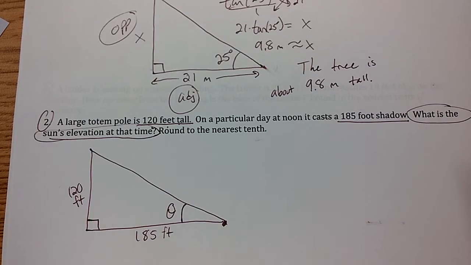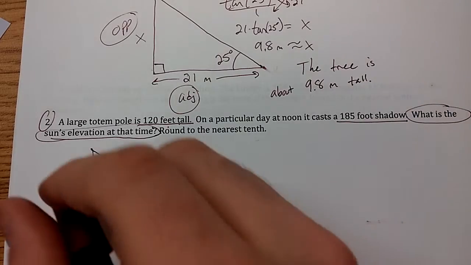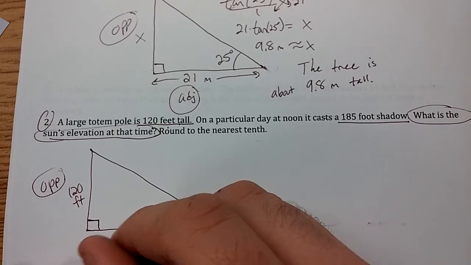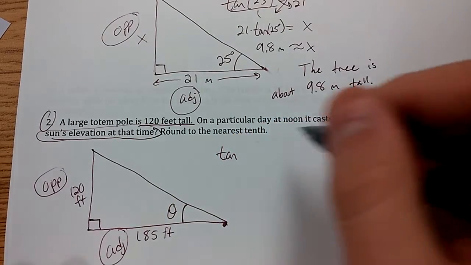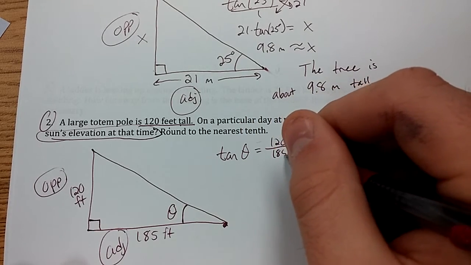So again, we're going to have to use trig because the Pythagorean theorem does not involve any angles whatsoever. 120 is going to be our opposite side length. 185 is going to be our adjacent side length, making this tangent again. So tangent of theta is equal to 120 over 185.